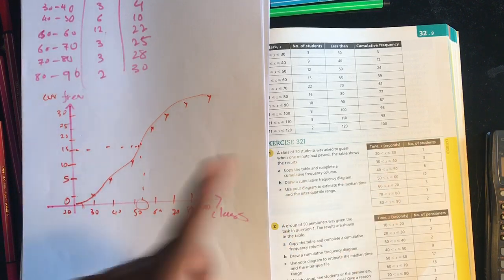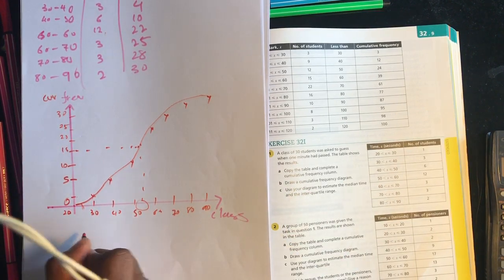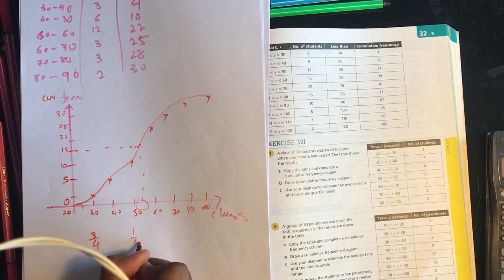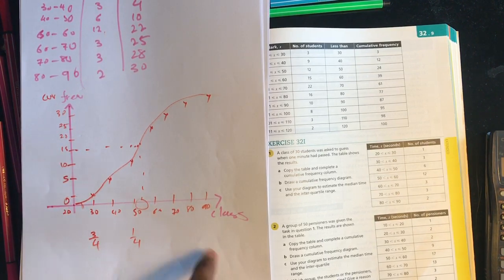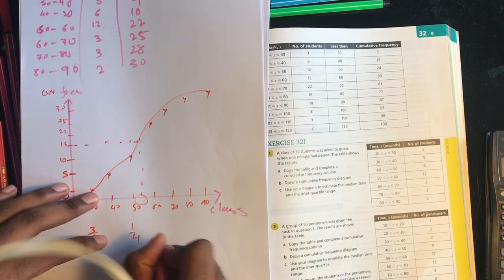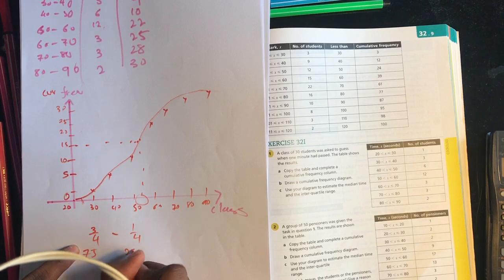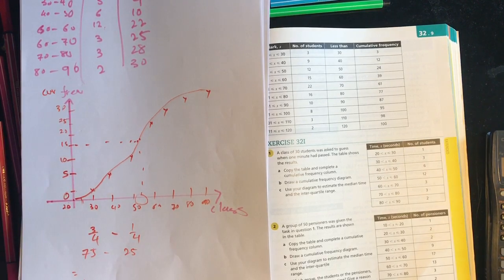Now talking about the interquartile range. We are looking at 3 over 4 and 1 over 4 of the range. What do I mean by 3 over 4 and 1 over 4? Interquartile, you must remember, means you need to take 75% of your value minus 25% of your value. That is what we're looking at, the interquartile range. So how do we do this actually?